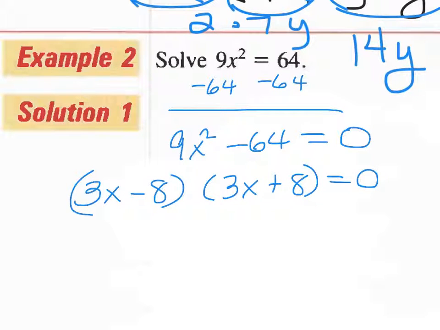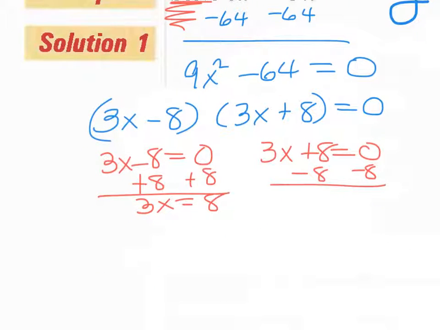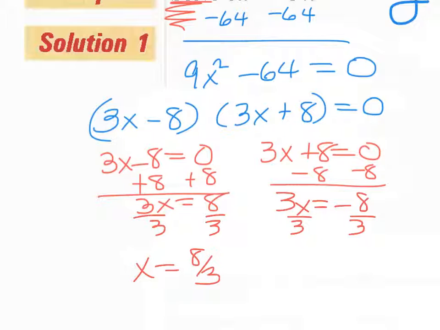It equals 0. Now, the instructions did not say to factor. The instructions said to solve. So now that it's factored, I need to set each one equal to 0 and solve for x. This is one method that you can use to solve. Over here, subtract the 8. 3x equals negative 8. Divide by 3. And x equals 8 over 3. Or x equals negative 8 over 3. So that's one way you can solve.